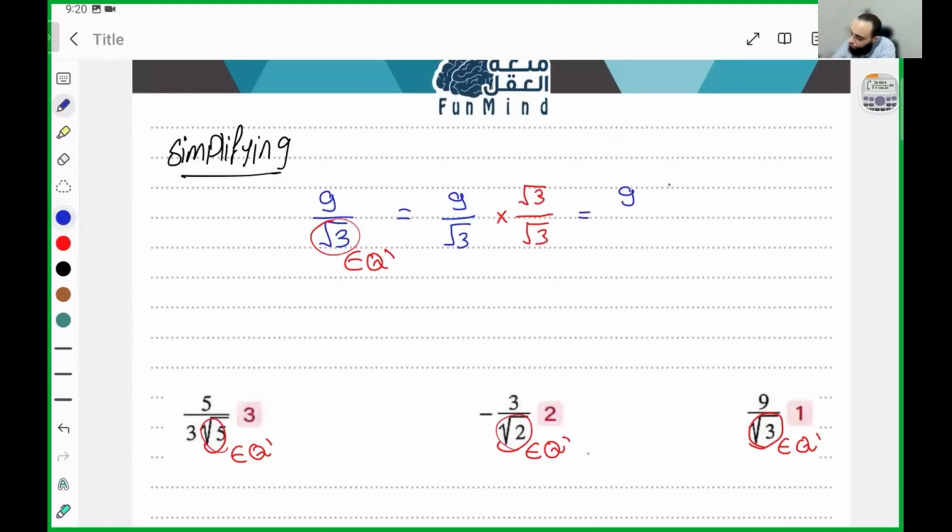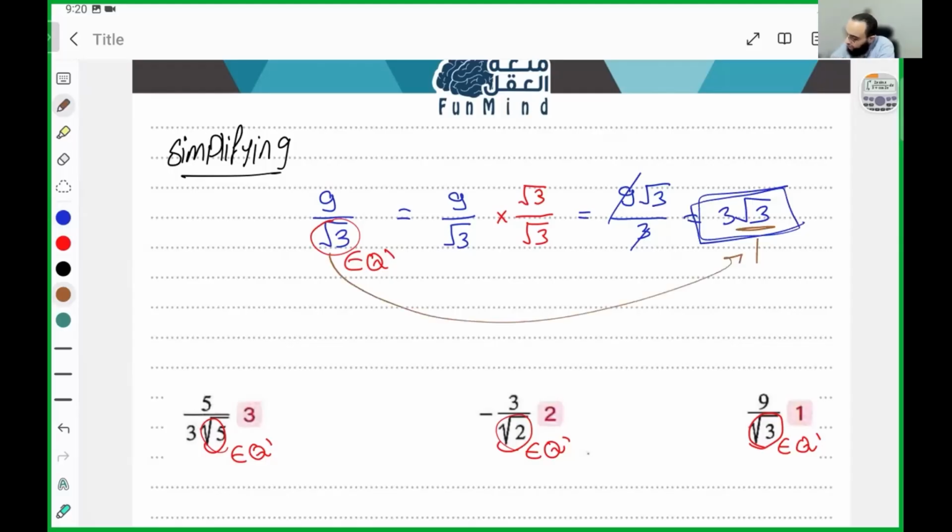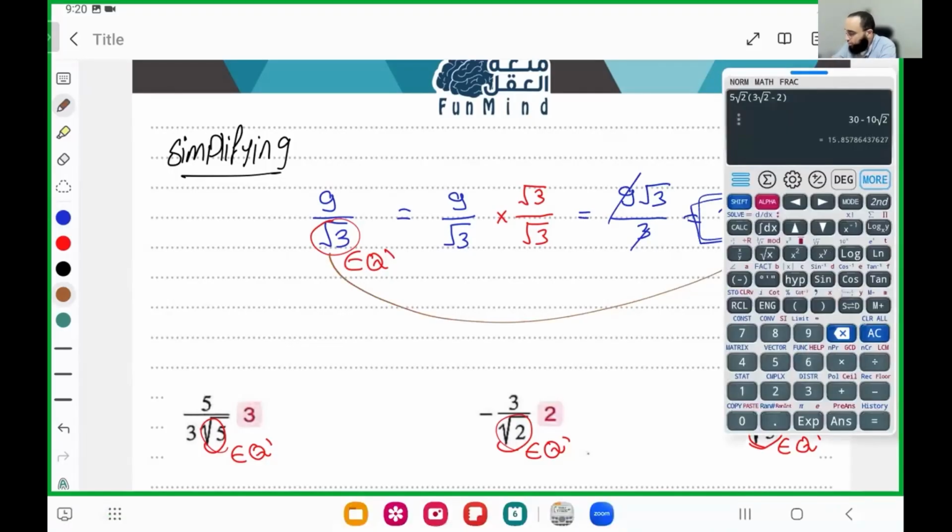Then it's 9 root 3 over root 3 times root 3, which is 3. 9 over 3, 3. Then it's 3 root 3. That's it. So right now its denominator becomes 1. So like that, we get rid of the irrational number, the denominator. And you can do it with the calculator. 9 over root 3, 3 root 3, like what we get.